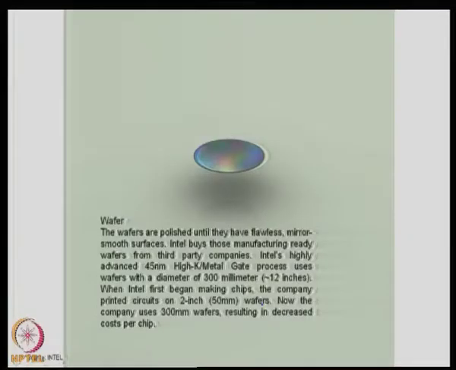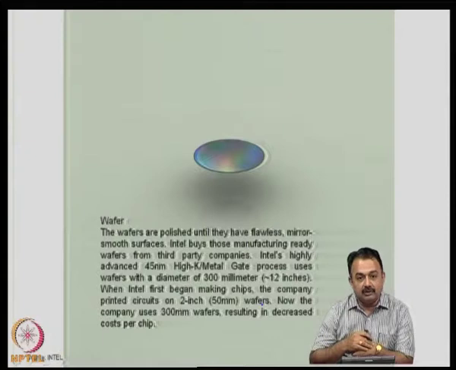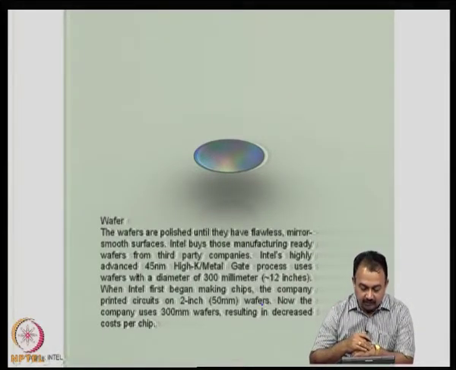As an example, Intel's highly advanced 45 nanometer high K metal gate process uses wafers with a diameter of 300 mm, around 12 inches. And when Intel first began making chips, the company printed circuits on 2-inch, that is 50 mm wafers. Now, the company uses 300 moving to 450, resulting in decreased cost per chip, and at the same time the yield is also very high.